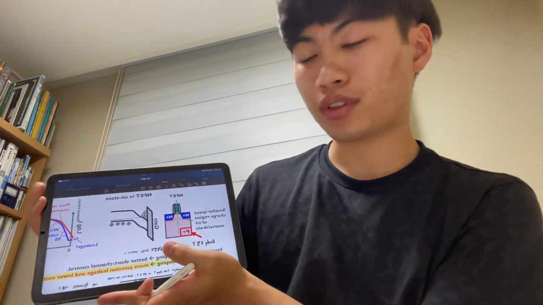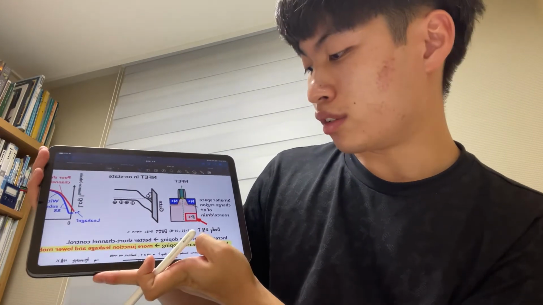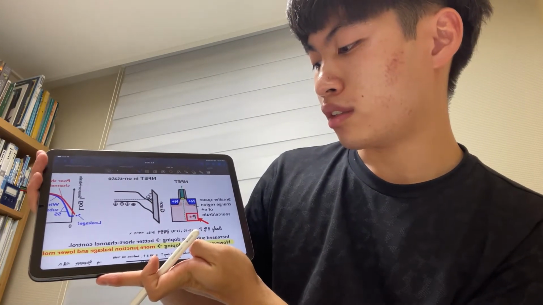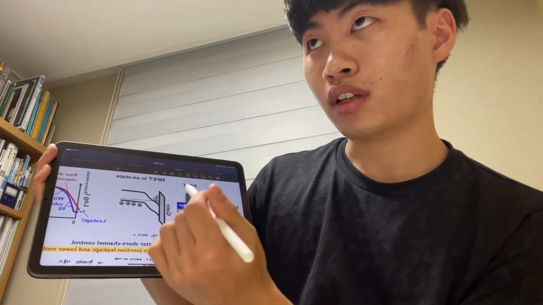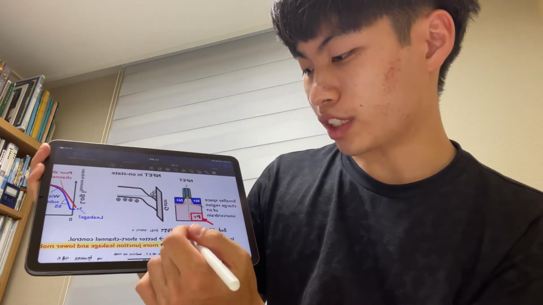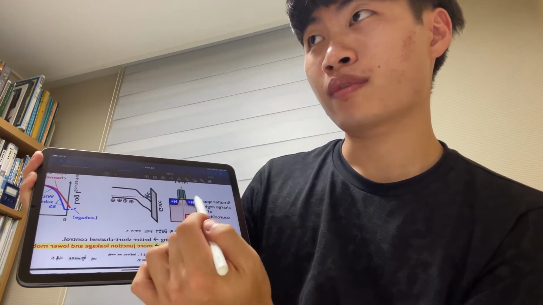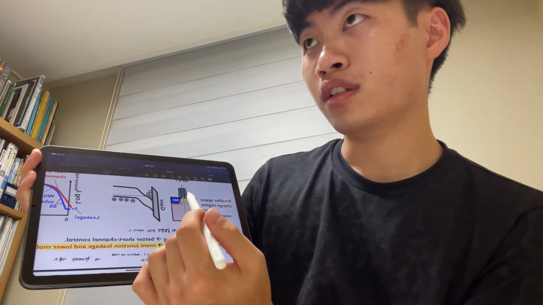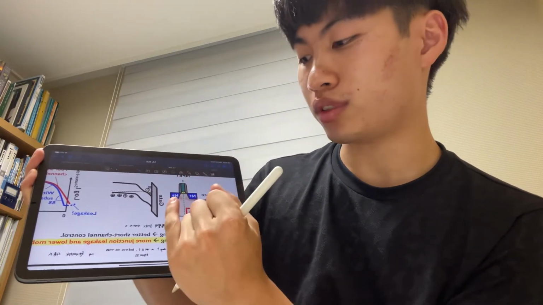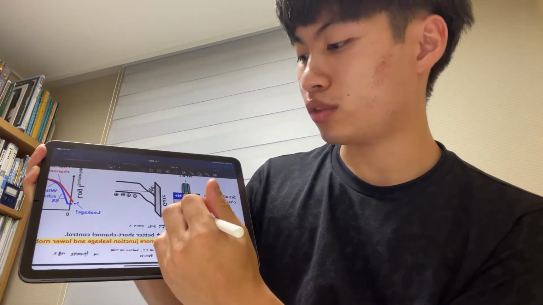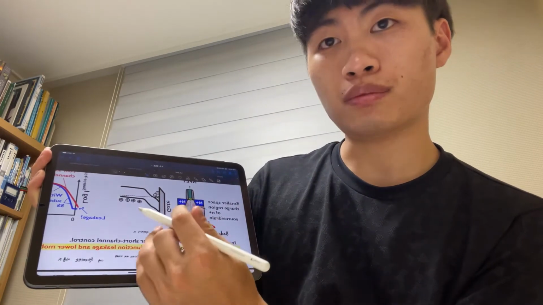However, when we dope the body more, the fixed charge will get larger at the junction boundary. It means that the electric field will get stronger, the distance of the bands will be closer, and the mobility of the electron will decrease. So nowadays we do not choose this method.